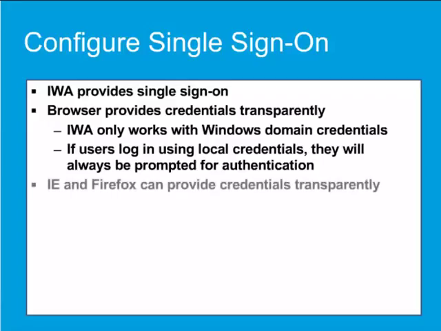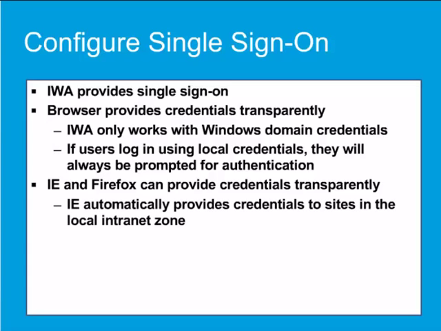Both Internet Explorer and Firefox can be configured to provide authentication credentials to the ProxySG transparently. By default, Internet Explorer automatically provides authentication credentials to any site in the local intranet zone. If the URL for your ProxySG in explicit deployments or virtual URL for transparent deployments contains a single hostname, you will not have to configure Internet Explorer for IWA.